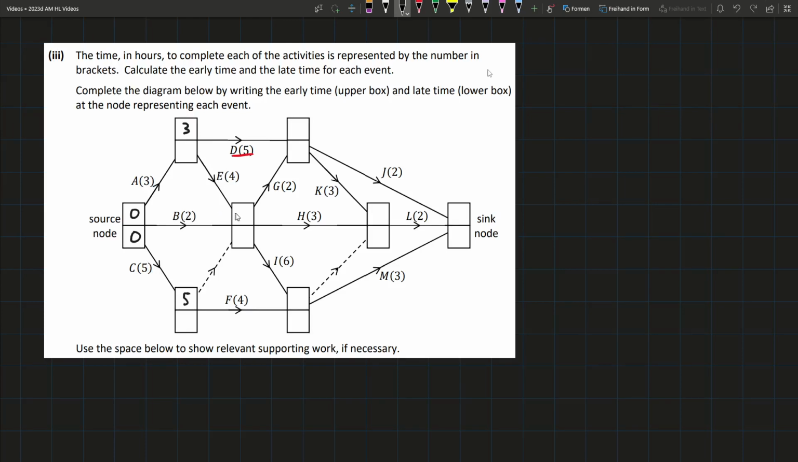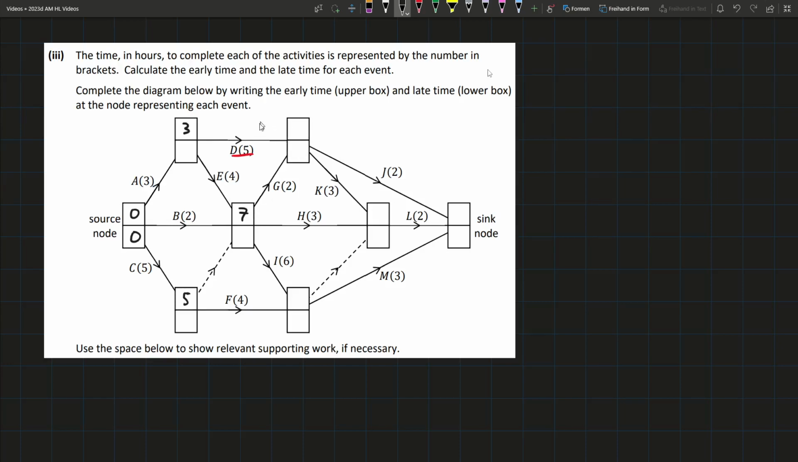So we'll have 2 days for B to get there, but we won't be here after 2 days because we also need E to be done. And E will be done after 4 plus 3, 7 days, and C will be done after 5 days. So that means the earliest point we could reach this is after 7 days, because E has to be done, and B and C, and E will take 7 days. So 7 days is the earliest we could get there.